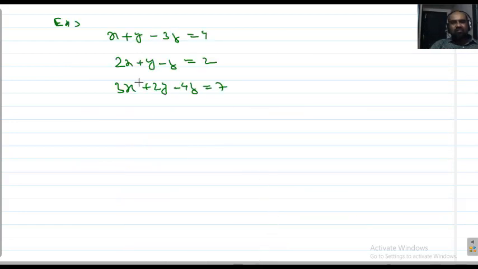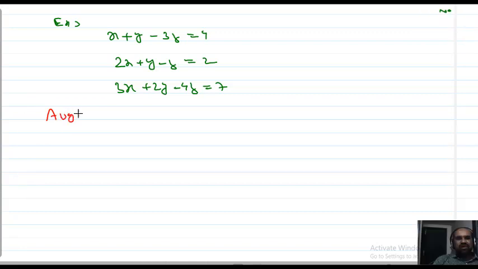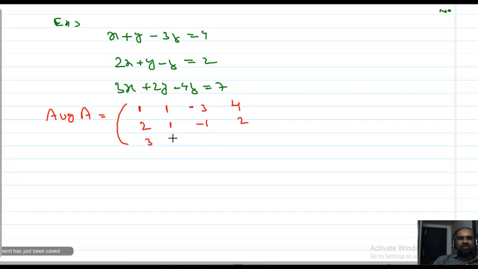I want to explain one more problem because this method is important and difficult. First of all, I want the augmented matrix. I can write AUG, no problem, but in the exam you will write augmented matrix. 1 1 minus 3 4, 2 1 minus 1 2, 3 2 minus 4 7. Okay, now I want to apply row transformations.